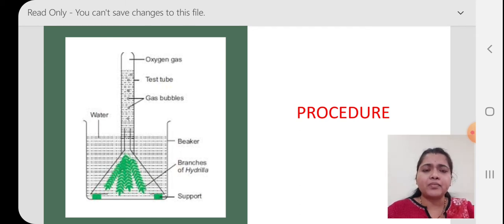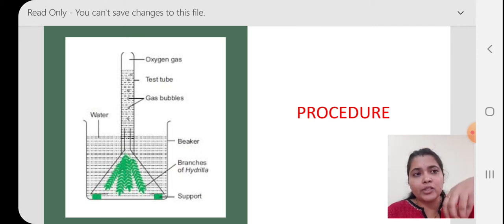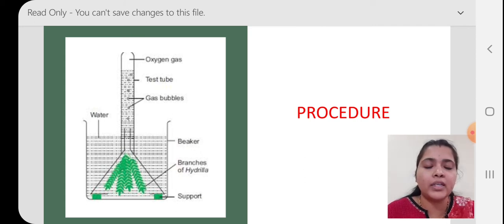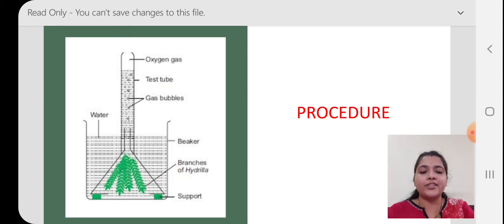What did you do after that? You keep a test tube also on that funnel, an inverted test tube. Invert a test tube full of water over the stem of the funnel. Ensure that the level of water in the beaker is above the level of the stem of the inverted funnel. Place one apparatus in the sun and the other apparatus in the dark for at least 2 to 3 hours.